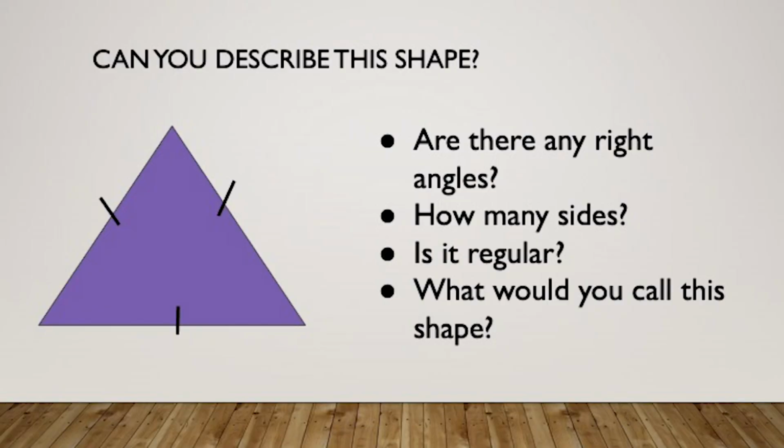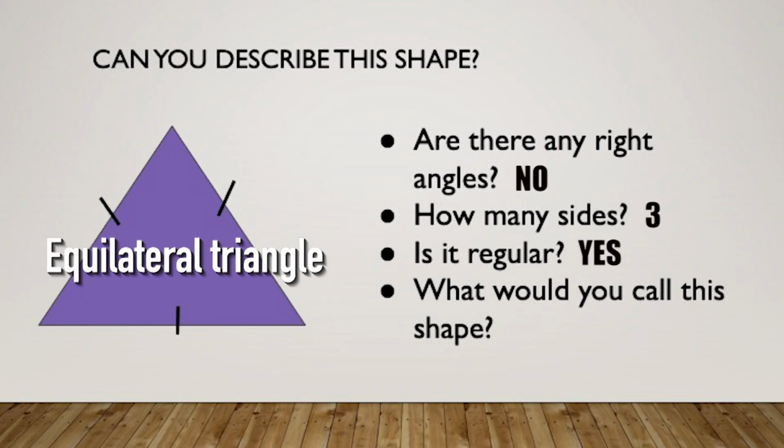We have special names for 4-sided polygons, boys and girls. Do you know what they are called? It starts with a Q. Quadrilaterals. Very good. Now let's turn our attention on this shape on screen. Are there any right angles? Absolutely not. How many sides? Yes, 3. Is it regular? Yes, because all sides and angles are equal. So what is the name of this shape? Awesome, it is an equilateral triangle.